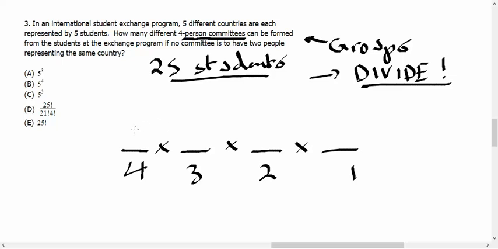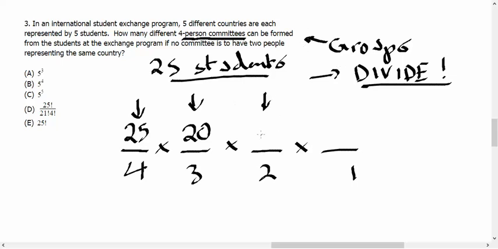Now on top, for the first person that we choose, we could choose any of those 25 students. Once we get to the second person, we can choose any of the 25 students except for the 4 other students who are representing the same country as the first student that we chose. So once we choose a student, we've got to get rid of all the people that are also representing that student's country. So now we're going to have only 20 students for the second option.